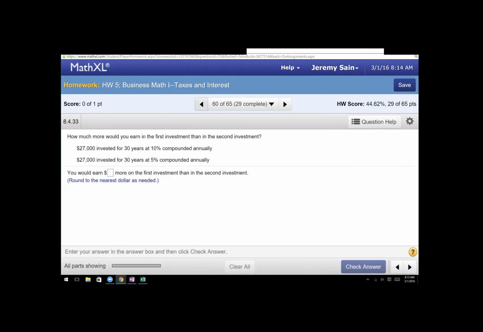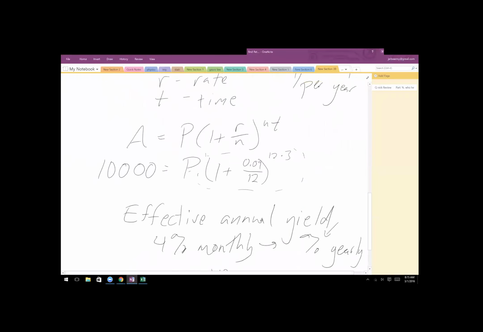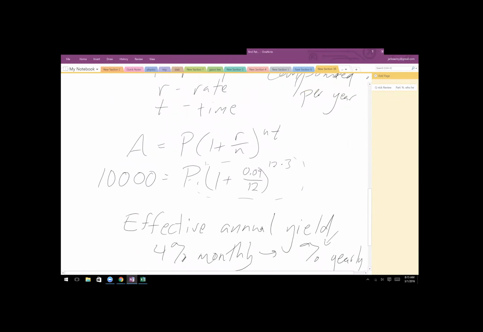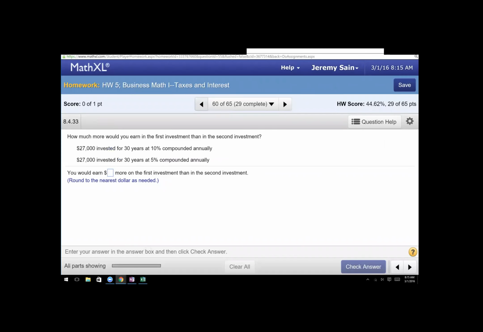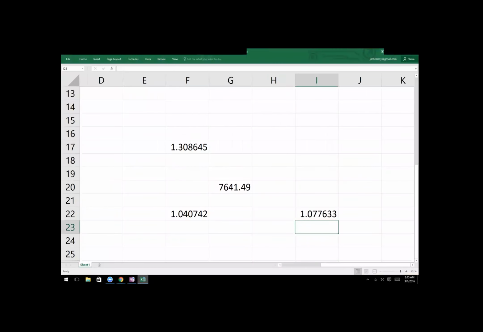So it's like, how much more would you earn for the first investment than the second investment? Both of these are just straight plug into our formula. They give us the principal, the rate, the N, and the T. So we're just finding both of them and then subtracting them. Let's do that real quick.